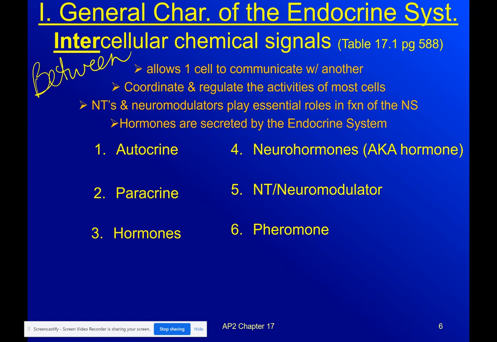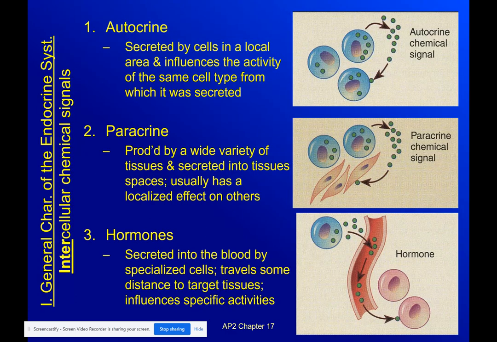So let's talk about the different intercellular chemical signals. We've got autocrine signals, we've got paracrine signals, hormones, neurohormones, which are just hormones, neurotransmitters, I'll explain why that's called that in a minute with the neurohormones, and then pheromones. So, autocrine signals. They're secreted by cells in a local area and influence the activity of the same cell type which it was secreted by.